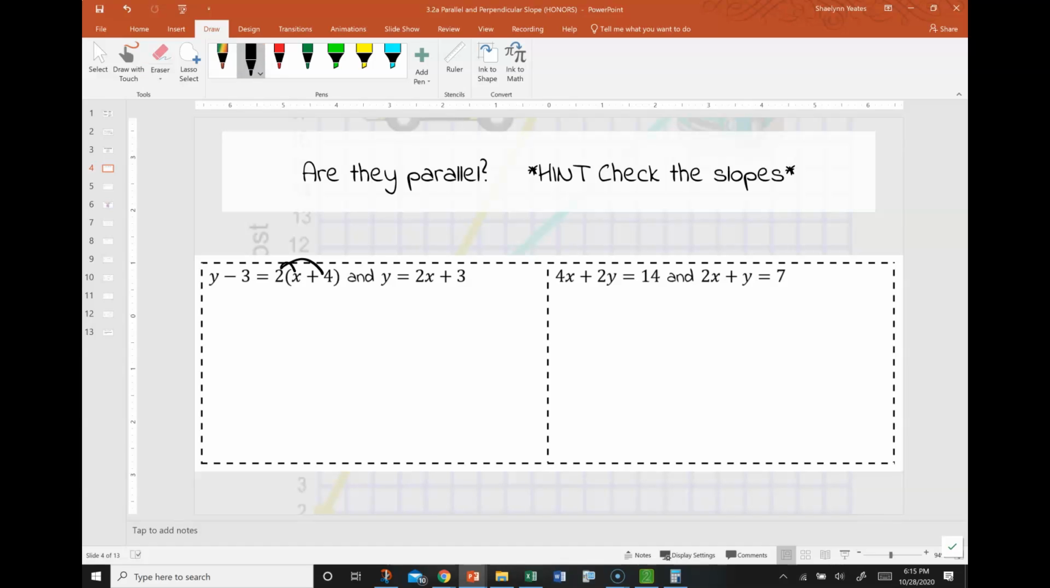So on this one, notice that we have to distribute the 2 on the left one, and then we're going to end up adding the 3. So we have y minus 3 equals 2x plus 8. So here we're going to add 3 to both sides, and I get y equals 2x plus 11. Now you'll notice the slope here is 2, and the slope here is 2. Because the slopes are the same, they change at the same rate. So because they don't start at the same location, these are parallel.